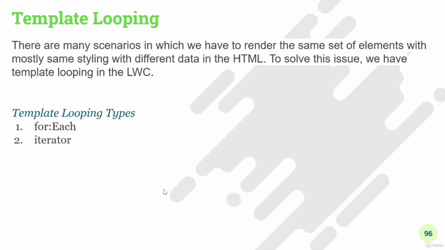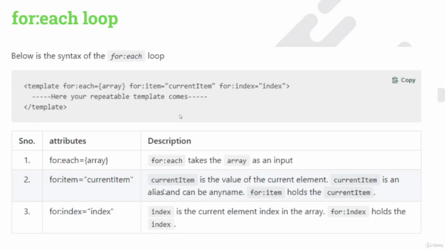LWC gives us two powers, or I would say two directives, to solve this issue. The first one is the for each directive, the second is the iterator directive. So let's go and see the first one, that is the for each loop.